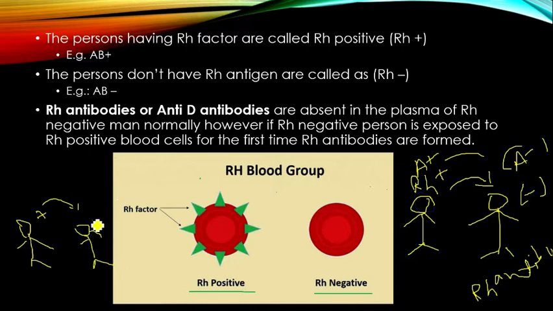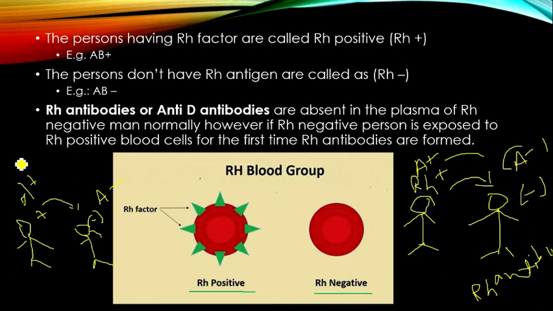We cannot transfer positive blood into negative blood. Even if they belong to the same blood group, for example, we cannot transfer blood from A positive to A negative. Why? Because an A negative person can develop Rh antibodies in their body. That will cause damage to the blood of the negative person.